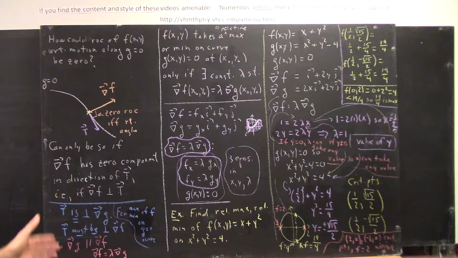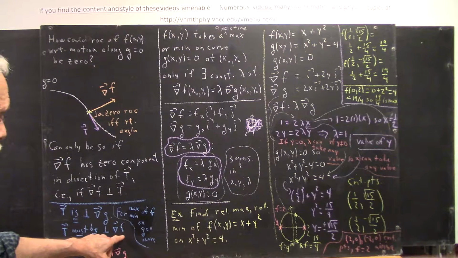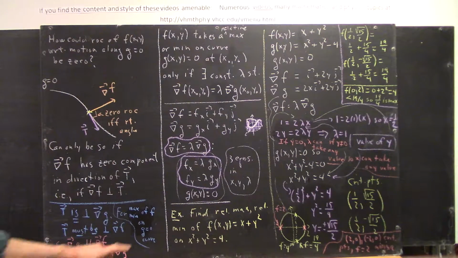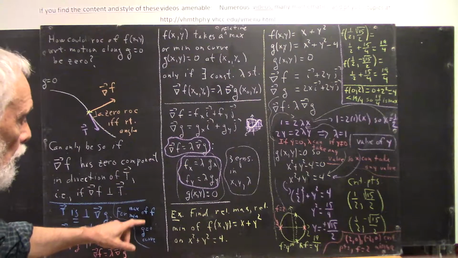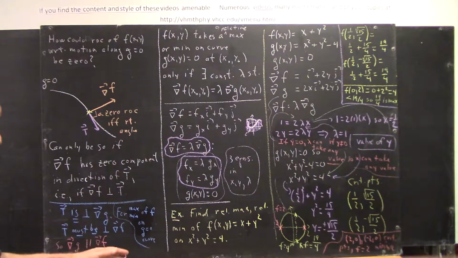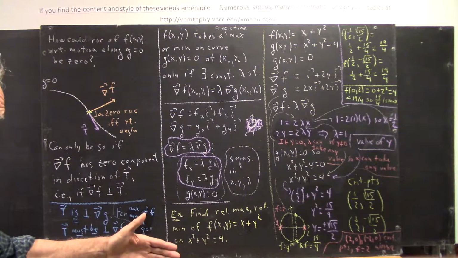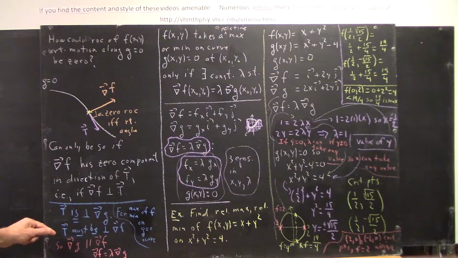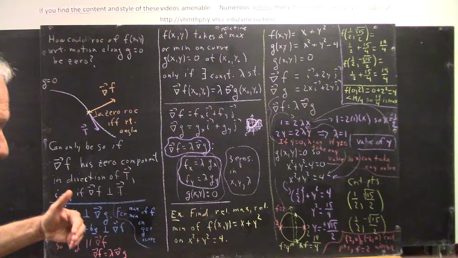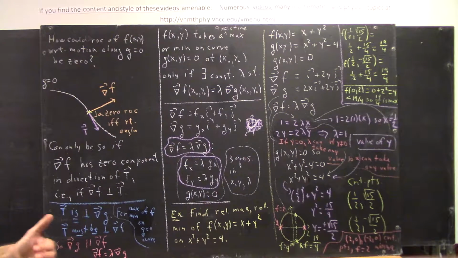Also, in order to have a critical point, a max or a min, on the curve g of x,y equals 0, the unit tangent vector has to be perpendicular to the gradient of f. Now we're looking for a max or min of the function f on the g equals 0 curve. That's not going to occur unless the unit tangent vector is perpendicular to del f. Otherwise, del f, being the direction of maximum increase, would have a component in the direction of the unit tangent vector. So as you move along the curve at that point, you would be either increasing or decreasing.